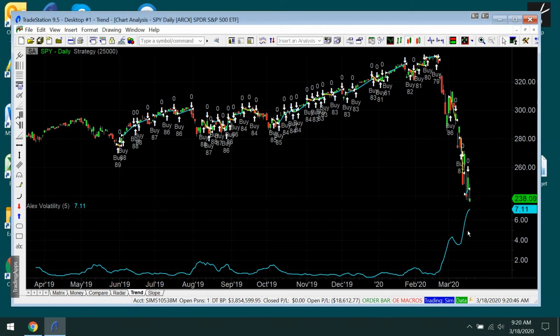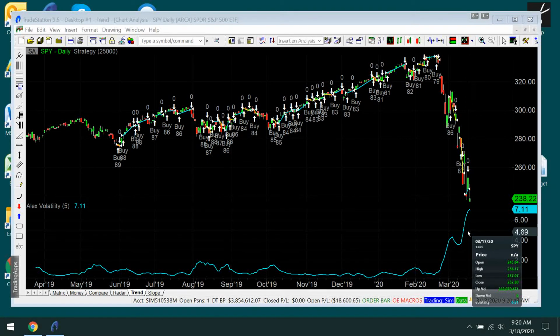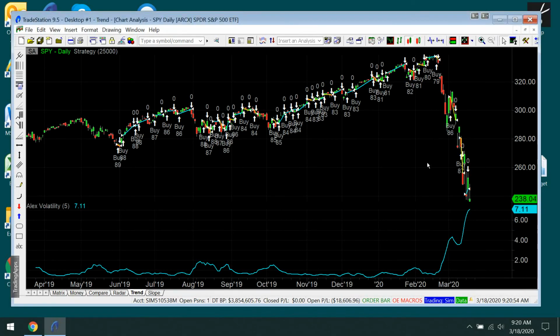Look at the volatility right now. 6 point something or other. This volatility is not over. What I'm saying is we are close to a bottom here. It's not quite stopped. But when this volatility returns to, I'd say, the range of around 2 or so, I'd start looking very closely at getting back in the market, but not yet.